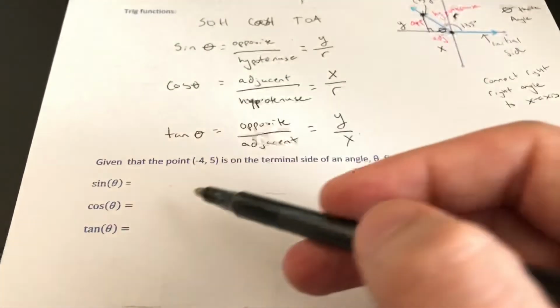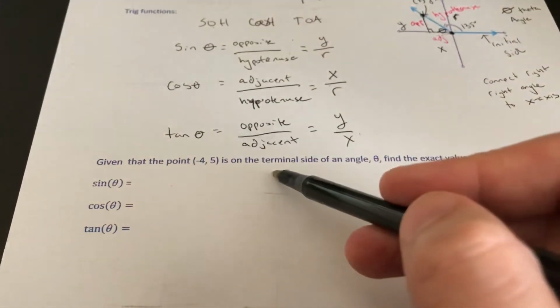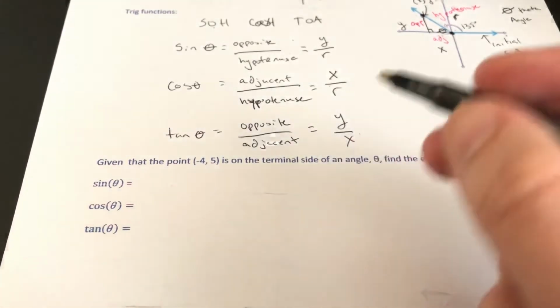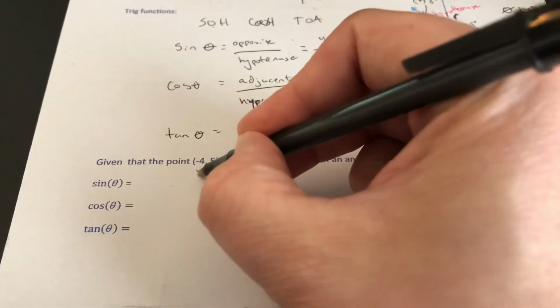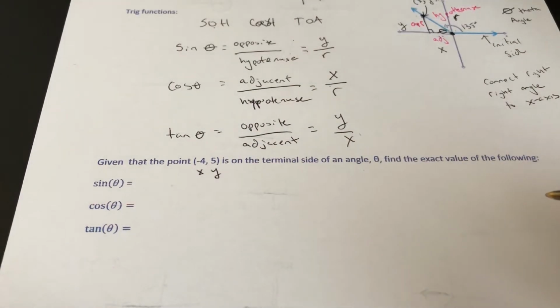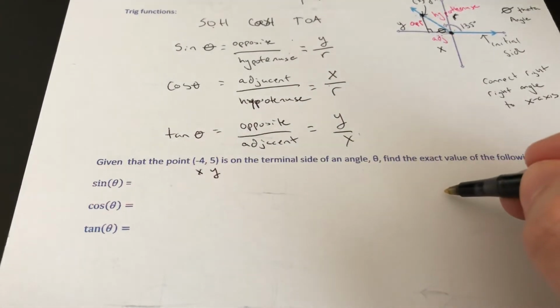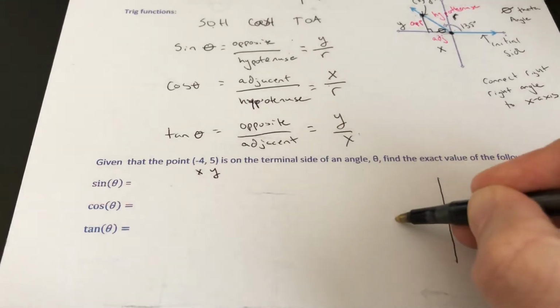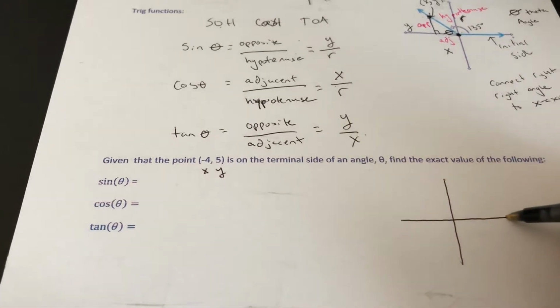All right, so given that the point -4, 5 is on the terminal side of an angle, find the exact value of the following. So remember, this is an XY coordinate pair. So what we can do is draw that point in space. I'm gonna draw a diagram here. This is gonna be beautiful. You guys are all gonna be super impressed by this.